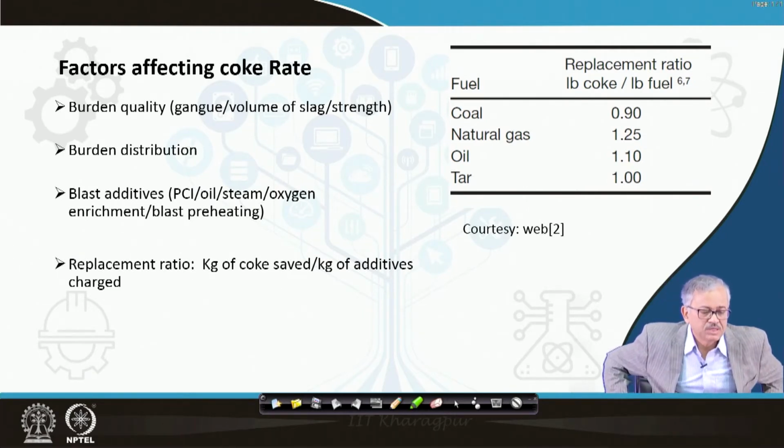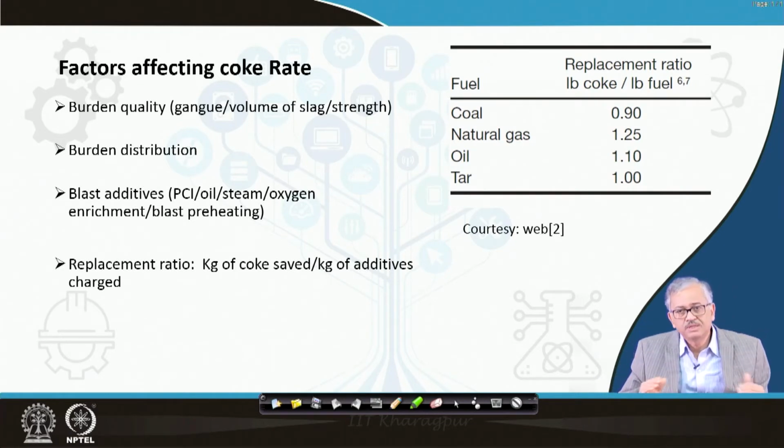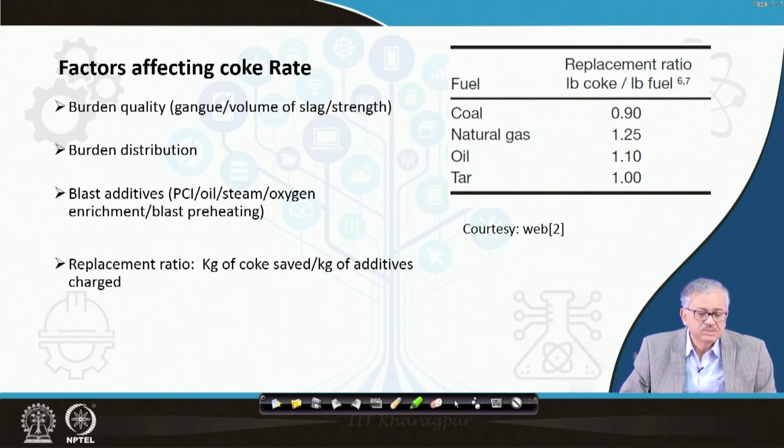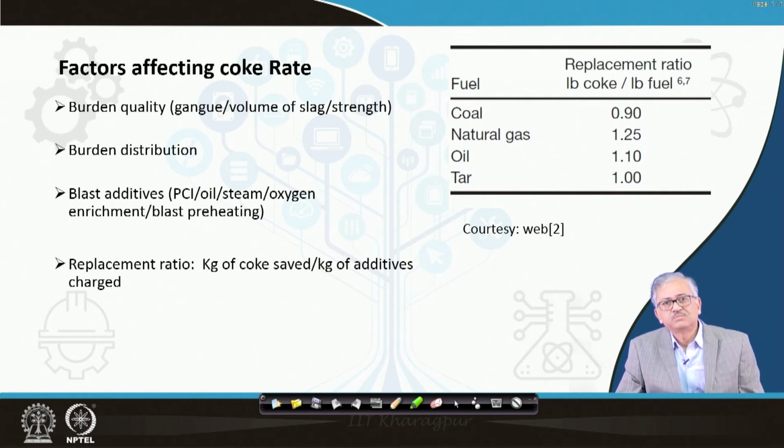Okay. So, burden distribution has a role to play. If permeability is better, then your coke utilization is better and your coke rate will be reduced. Then blast additives: obviously, with blast additives you can replace a certain amount of coke, like pulverized coal injection, oil injection, steam injection, and oxygen enrichment is basically to support this auxiliary fuel injection. Blast preheating also can reduce the coke rate. Obviously, you are giving some sensible heat to the blast, so you can do that.